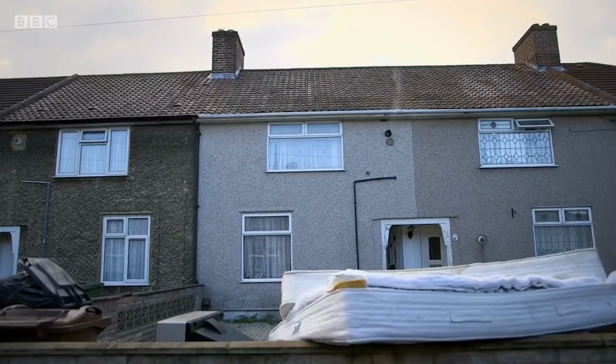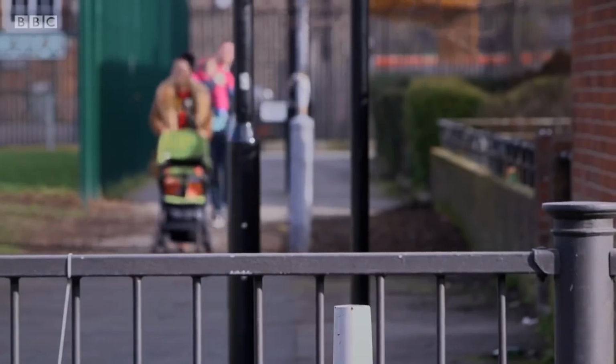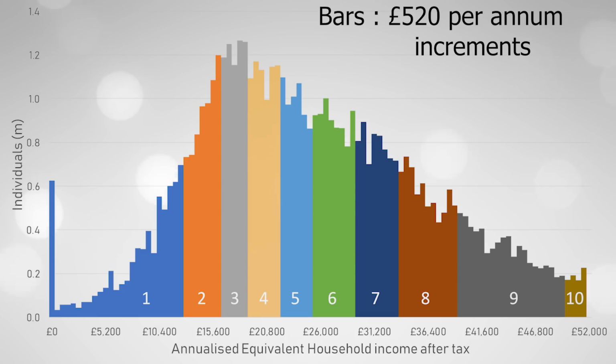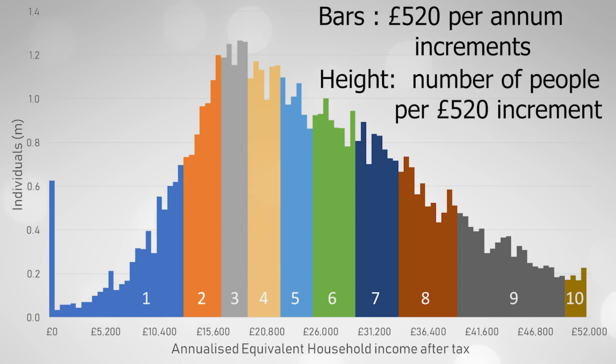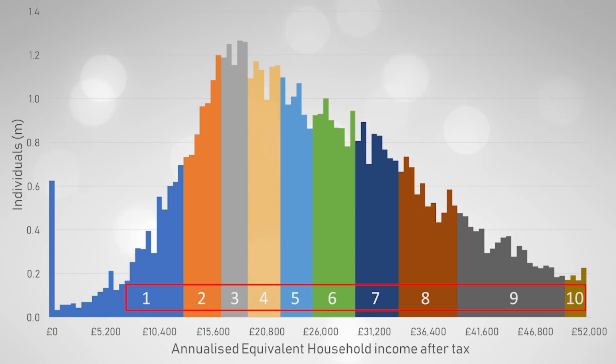Let's start with the most common poverty measure, the one often used in headlines, relative poverty. Relative poverty is founded on this graph, the distribution of equivalised household income in the United Kingdom. The graph counts the number of individuals in earning increments of £520 a year, ranging from 0 to £52,000 on the x-axis, and the height of each bar indicating the number of people within each increment. The numbers at the bottom indicate income deciles. Each decile represents 10% of the population, and they're numbered from 1 as the poorest to 10 as the wealthiest.